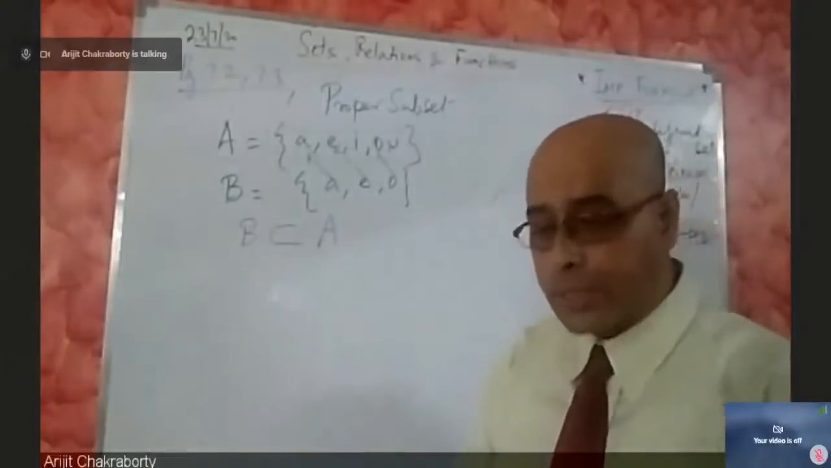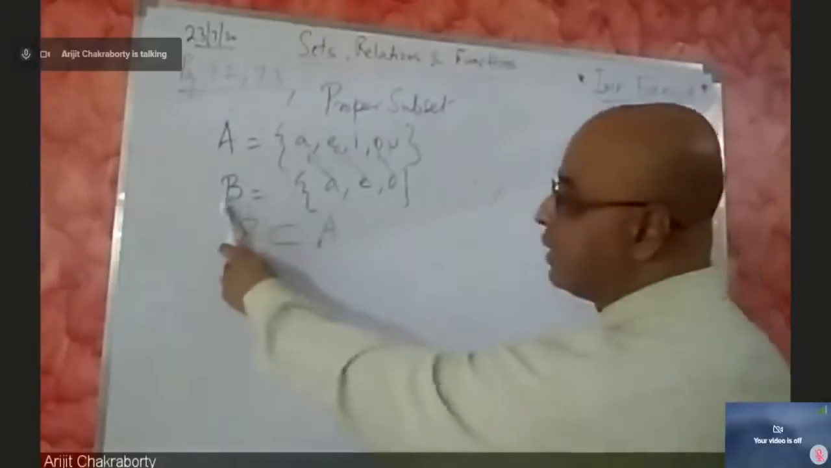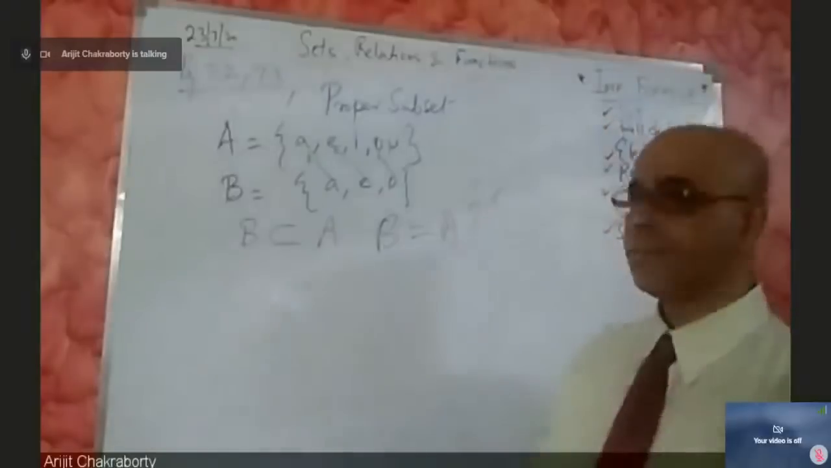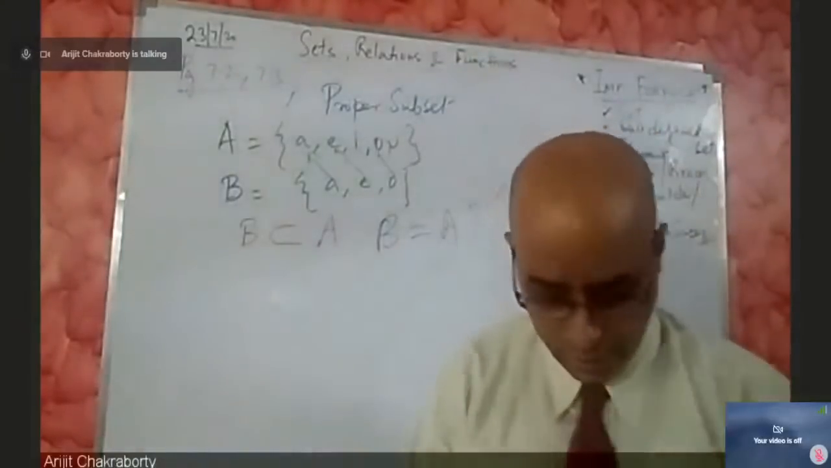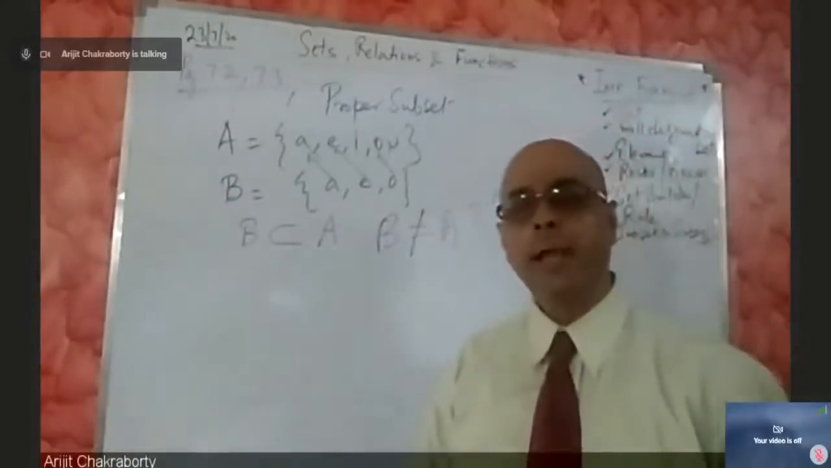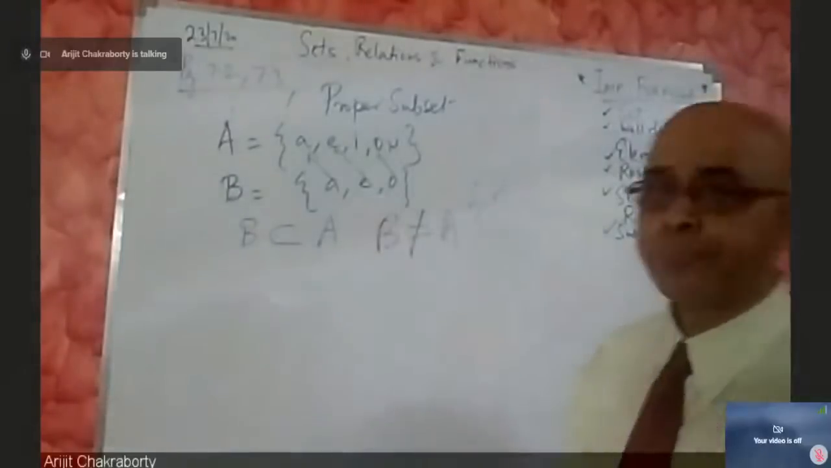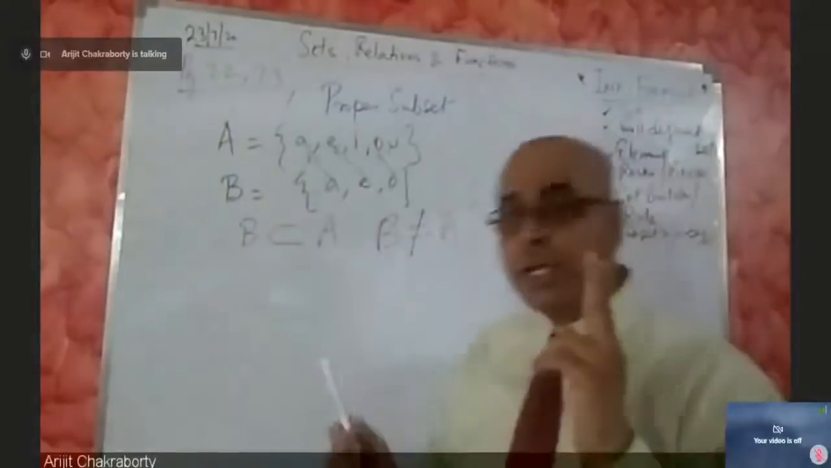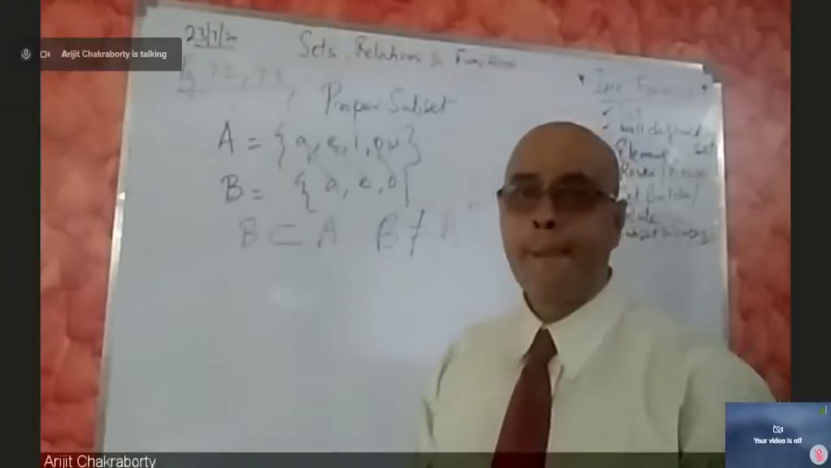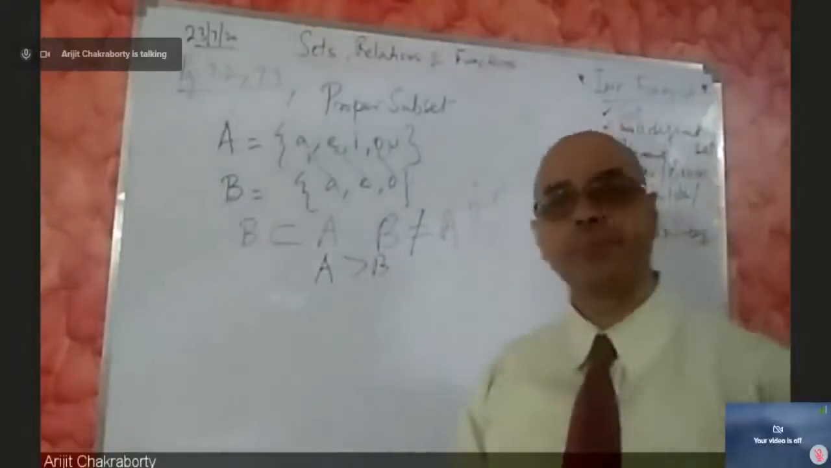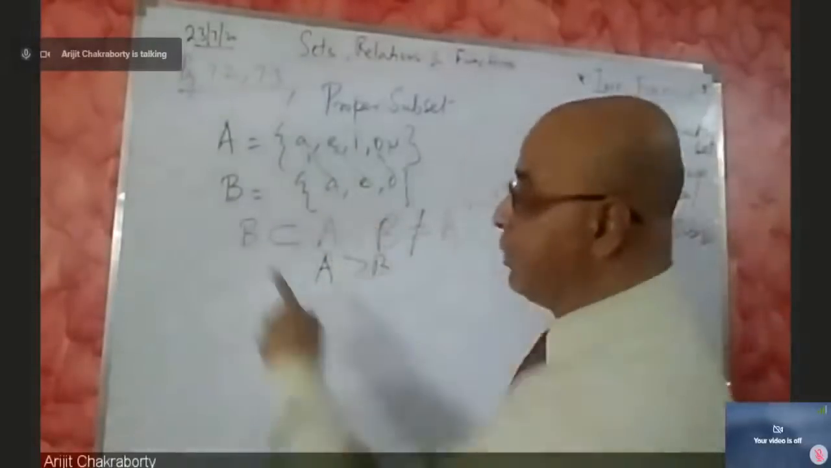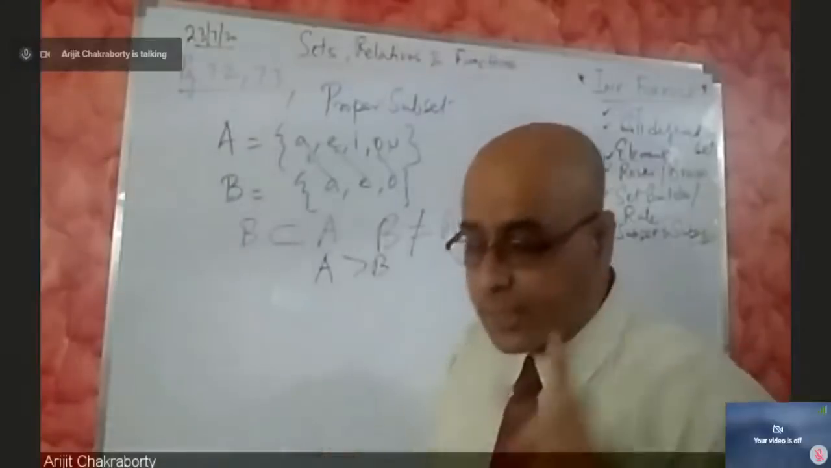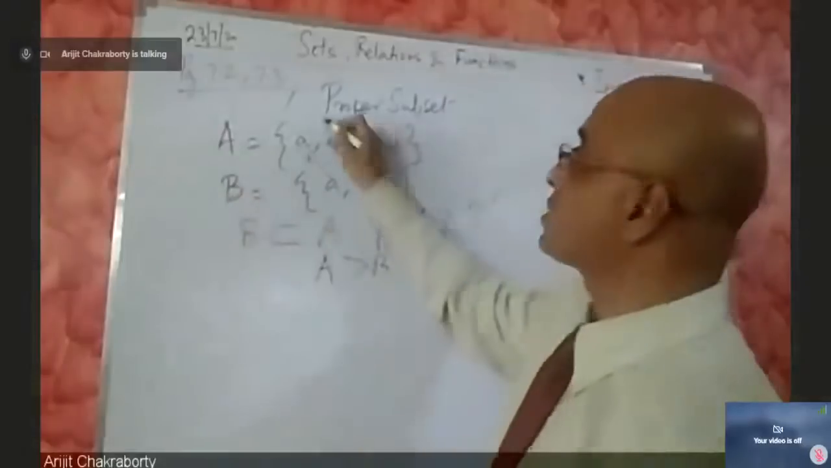Now please note, can I say that B is equal to A? Can I say this? No, I cannot write that B is equal to A; B is not equal to A. Why? Because every element in set B and every element in set A are not the same. Set A is bigger. Set A has two additional letters which are not there in set B. So in fact here A is greater than B. Now in this type of condition where B is a subset of A, but B is not equal to A, we write that B is a proper subset of A.